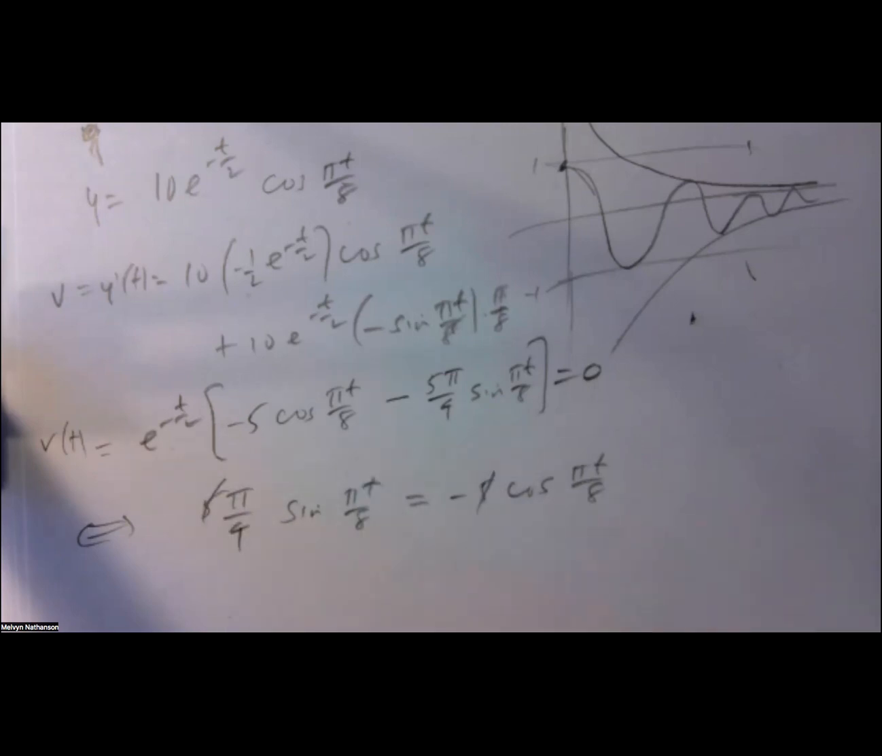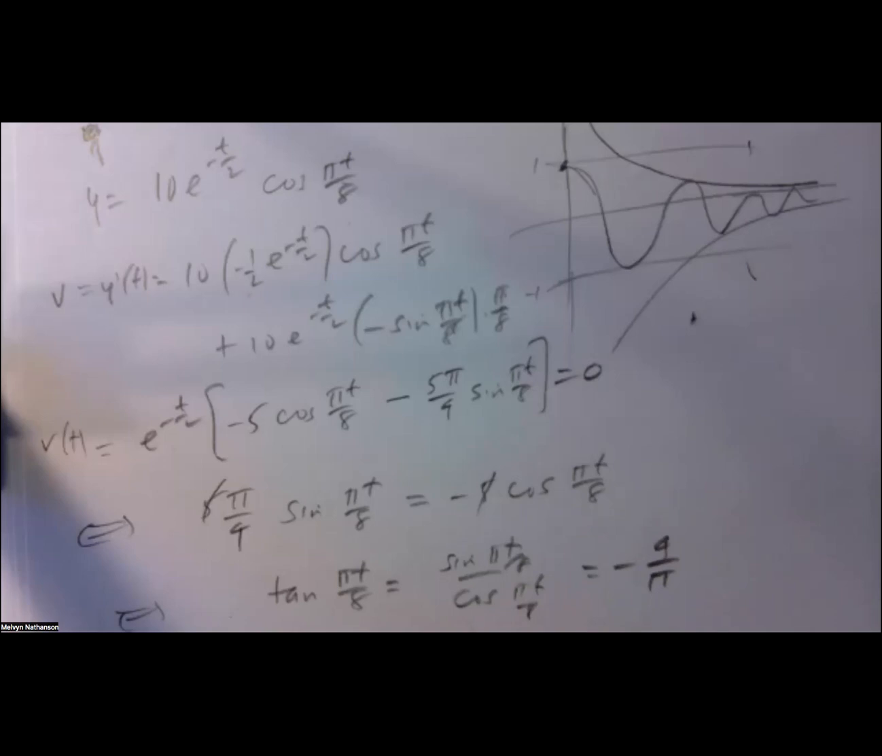And the 5's cancel. And sine over cosine, I can divide by that. So this is the same as sine over cosine, which is the tangent of pi t over 8, right? That's sine pi t over 8 over cosine pi t over 8. And that's equal to minus 4 over 5. So the velocity is 0 at times that satisfy this equation.